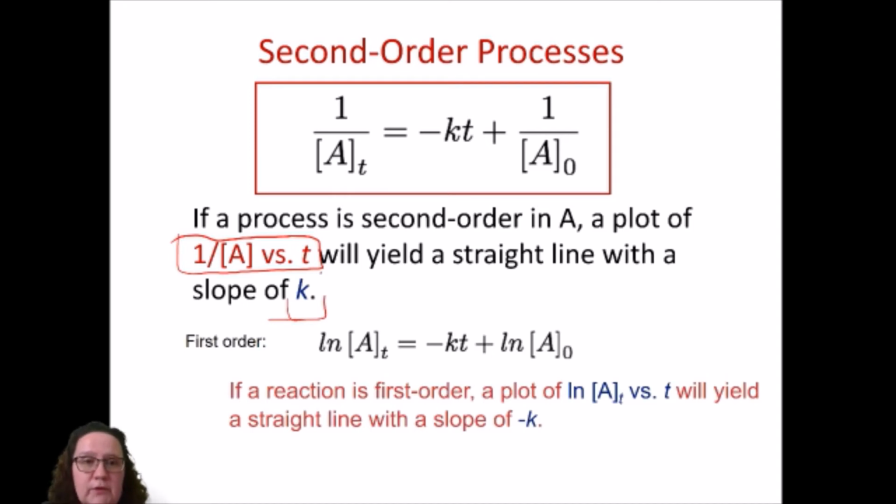So as a summary, a zero order process will give you a straight line when you represent the concentration versus time. A first order reaction will give you a straight line if you represent the natural logarithm of the concentration versus time, and a second order process will give you a straight line if you represent 1 over the concentration versus time.